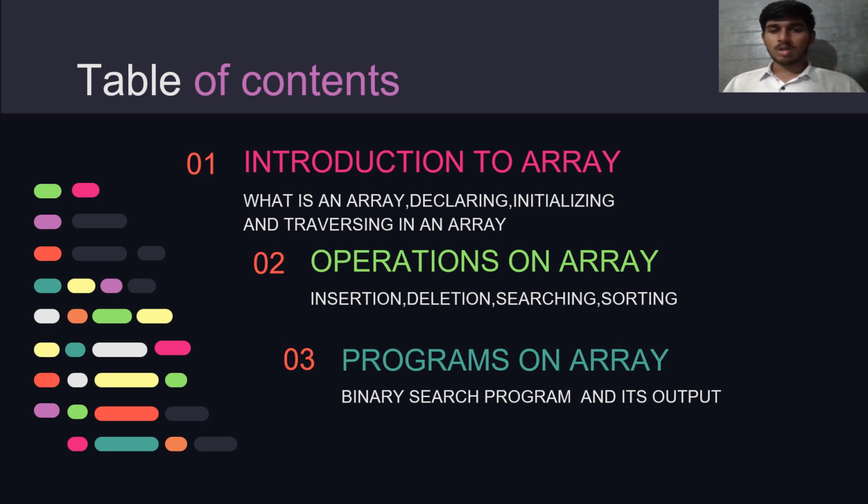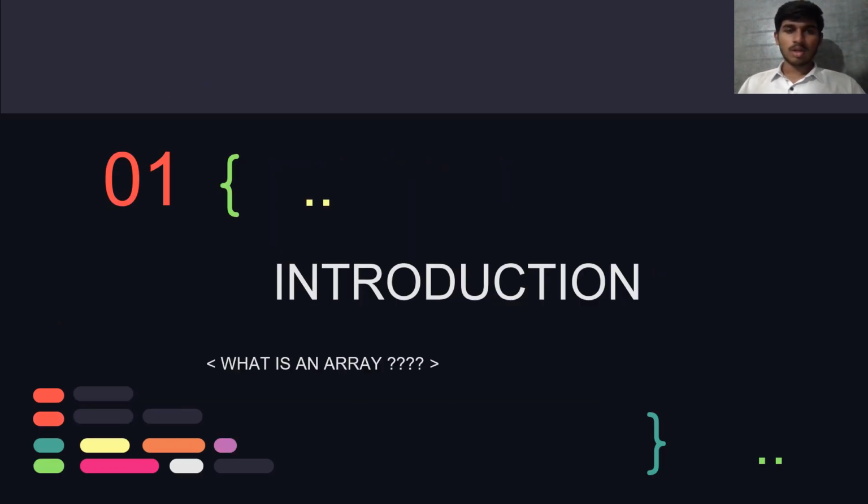Second, we'll learn about operations on array: insertion of an element into the array, deletion or removal of an element from the array, searching for a particular element, and sorting the array in a required manner. Finally, we'll learn about a program which uses the array. We'll learn a binary search program and its output. This program uses the concept of array.